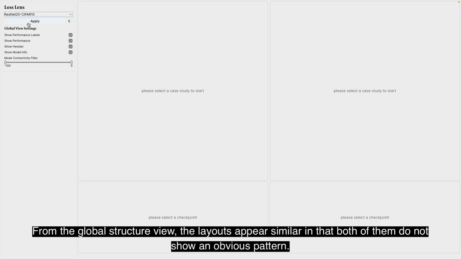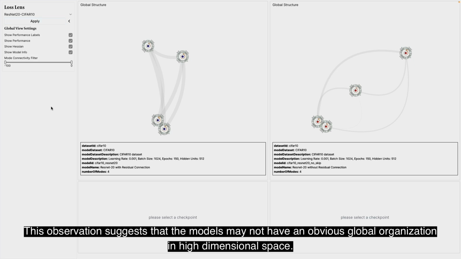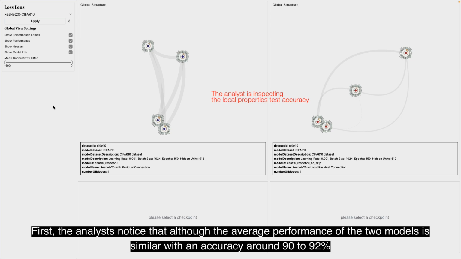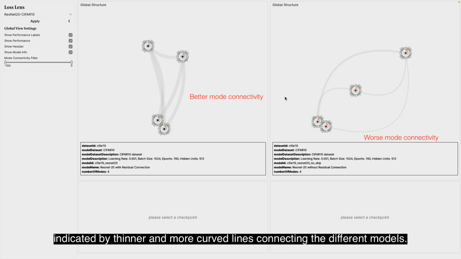From the global structure view, the layouts appear similar in that both of them do not show an obvious pattern. This observation suggests that the models may not have an obvious global organization in high-dimensional space. First, the analysts noticed that although the average performance of the two models is similar with an accuracy around 90 to 92%, the mode connectivity between ResNet 20 models with residual connections is better than the mode connectivity between ResNet 20 models without residual connections. This is indicated by thinner and more curved lines connecting the different models.